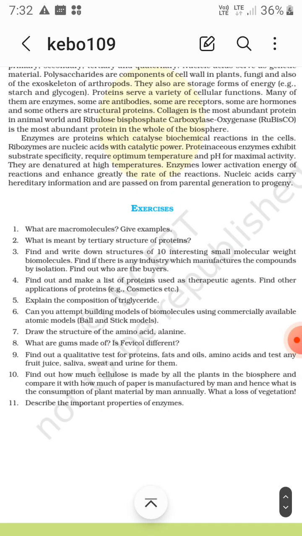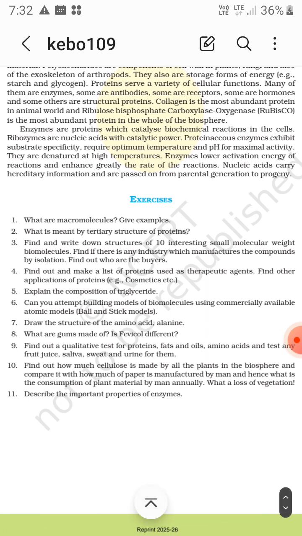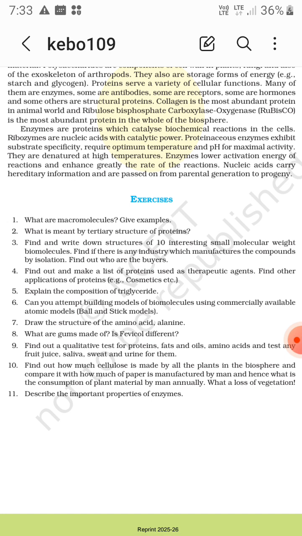Now enzymes are proteins which catalyze biochemical reactions in the cells. Ribozymes are nucleic acids with catalytic power. This is the exception to the rule that enzymes are proteins. Not all enzymes are proteins. Some are nucleic acids as well.